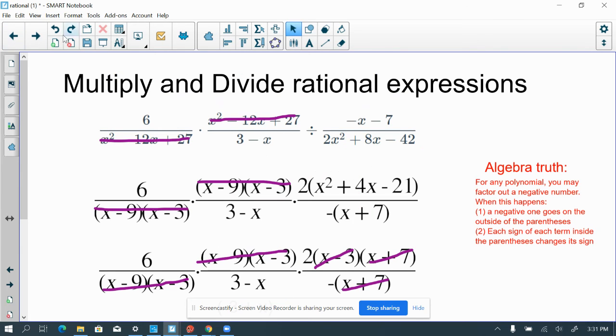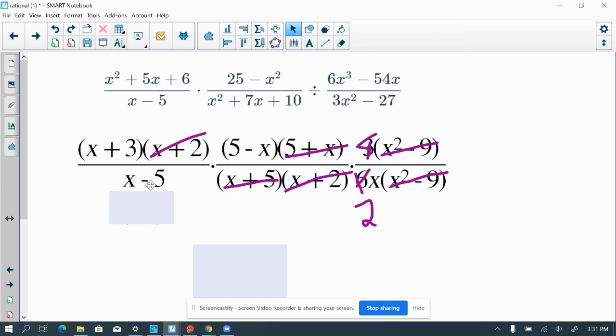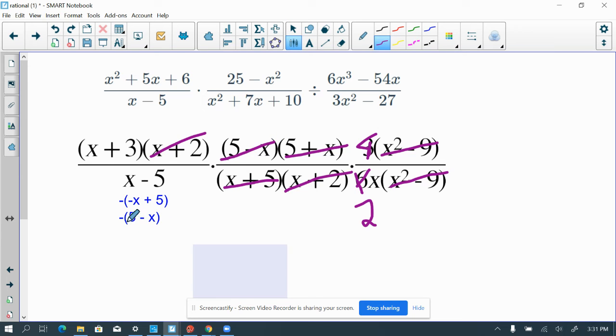That was our algebra truth over here. So if I factor out a negative 1 from here, I'm left with negative 1 on the outside. These two signs change. So negative x, positive 5. And then it factors into that. So I end up getting 5 minus x divided by 5 minus x is 1.